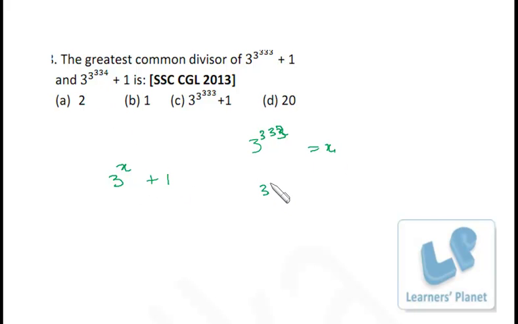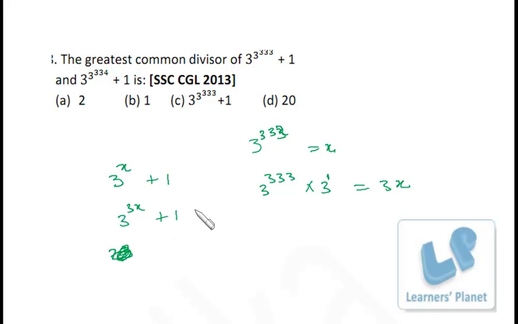Now 3 raised to 333 into 3, that is actually 3 raised to 334, right? So 3 raised to 333 into 3, that is 3x. So this expression will be precisely 3 raised to 3x plus 1. Let's leave it like this.